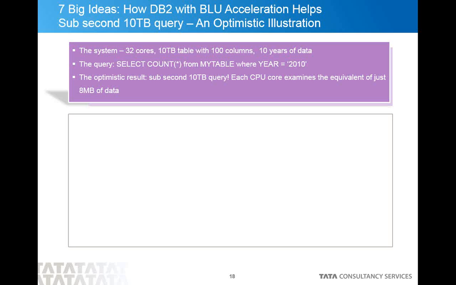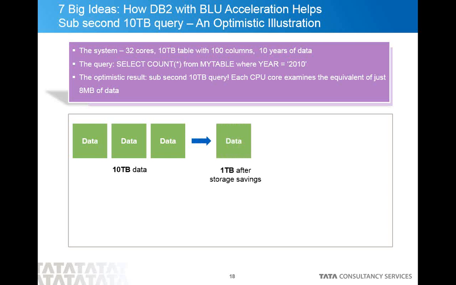Now the database stores 10 terabytes of raw data, and the analyst is willing to execute the query: select count star from my table where year equals 2010. So we can see here, currently we have 10 terabytes of raw data. Now, assuming that we are getting 10x compression, the effective data volume comes down to 1 terabyte.